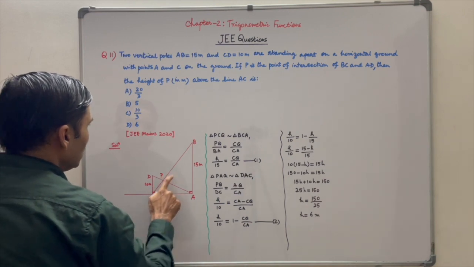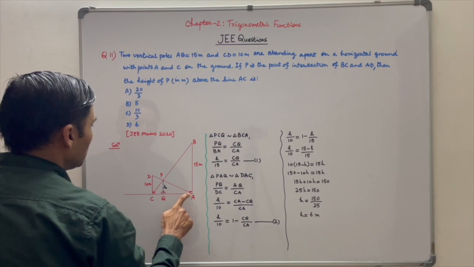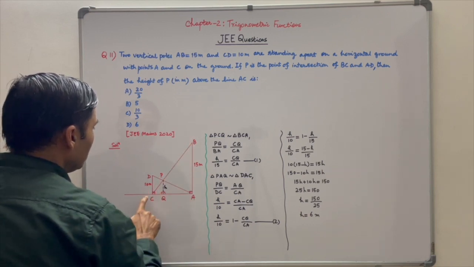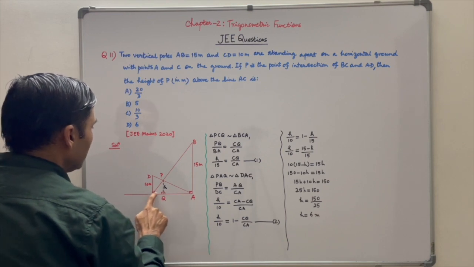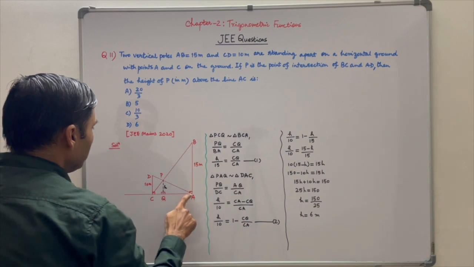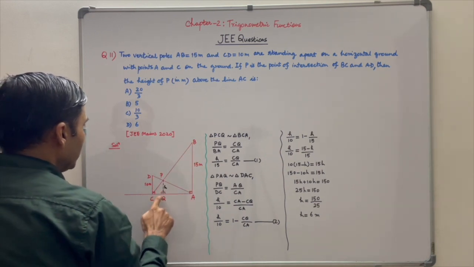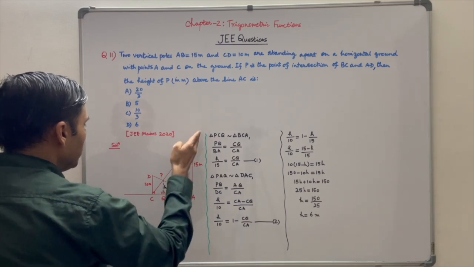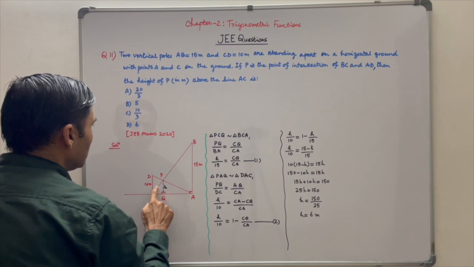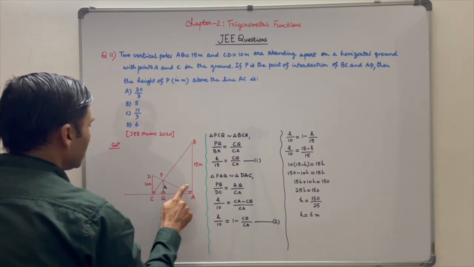Triangle PCQ and triangle BCA are similar triangles. We can prove that. Angle PCQ = angle BCA. Both are same angles. Angle PQC = angle BAC. Both are right angles. PQ is parallel to BA and BC is transversal. So angle CPQ = angle CBA. So corresponding angles are same.